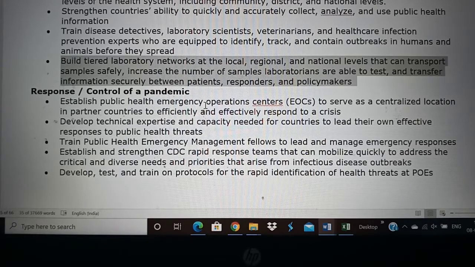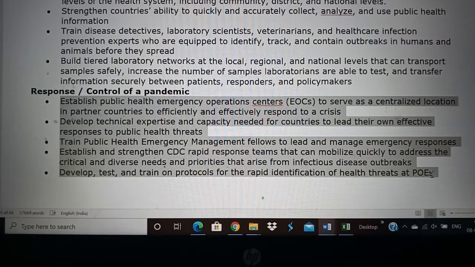Okay, so all this will help in preventing coronavirus kind of diseases. It will prevent pandemics and epidemics, and it will also help in identifying a pandemic or epidemic at an early stage. Okay, so finally we'll come to the response or control of a pandemic or epidemic.